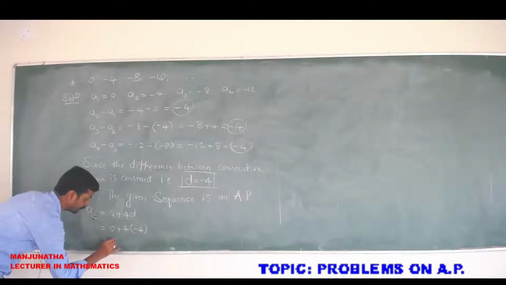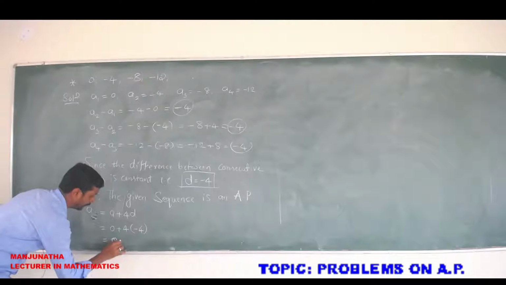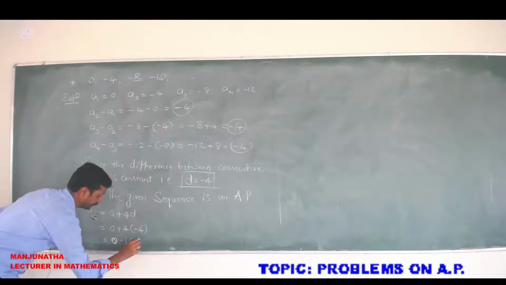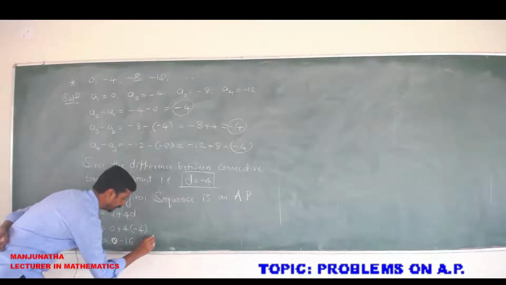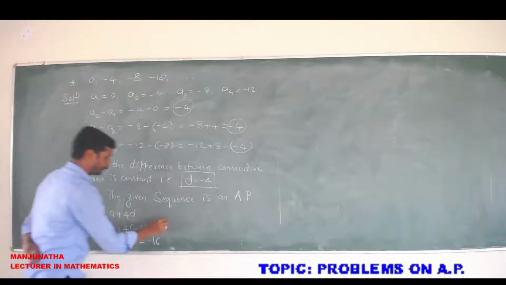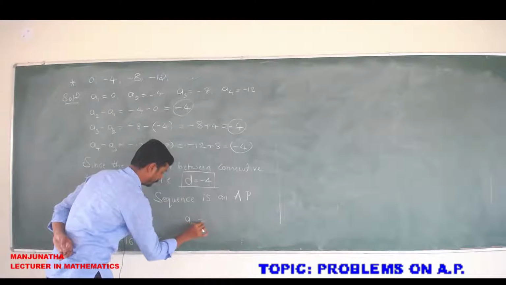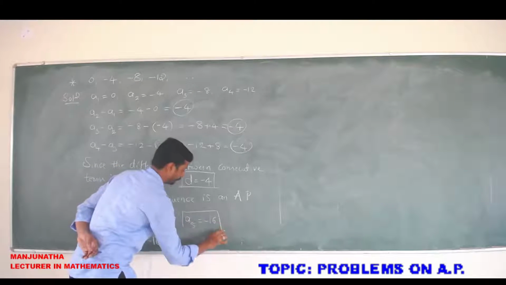This is equal to 0 plus 4 fours are 16, with a minus sign. This is equal to 0 minus 16, which is nothing but -16. Therefore A5, the fifth term, is equal to -16. Fifth term is -16.